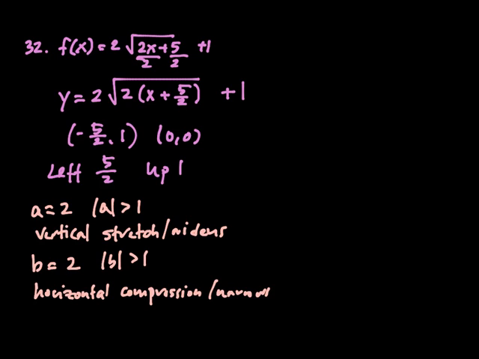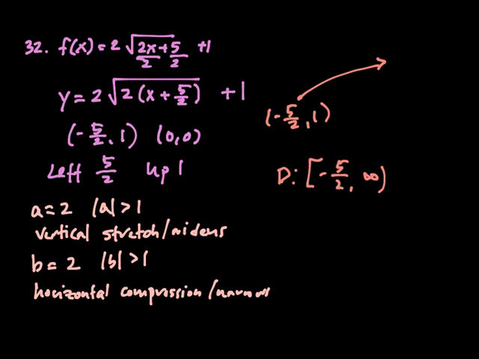Now let's go ahead and find the domain and range. Since there were no reflections, it just remains like this. But the vertex changed, and that was negative 5/2 and 1. So the domain is no longer 0 to positive infinity. It's going to be negative 5/2 to infinity, or x is greater than or equal to negative 5/2.